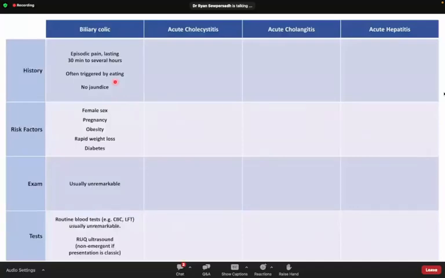Now, there is no associated jaundice. Risk factors include female sex, pregnancy, obesity, rapid weight loss, and diabetes. We speak about the 5 Fs, which are risk factors for gallstones, okay? You know the story, fertile, female, over 40, all of that, okay?